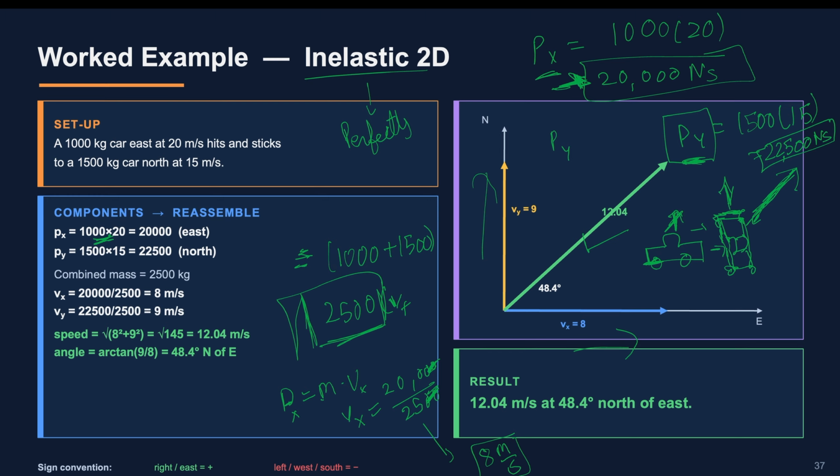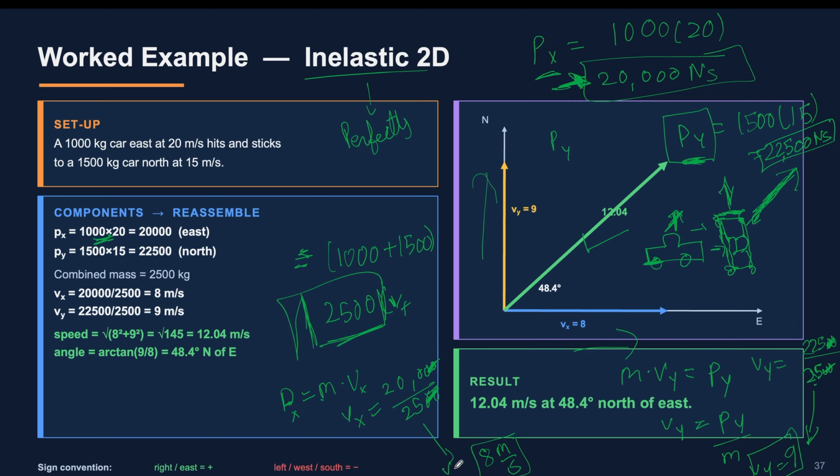We need to look at velocity y as well, right? So velocity y here, similar, right? Mass times velocity y is equal to momentum in the y direction. So velocity y is equal to momentum y divided by total mass. What do we know that to be? That's 22,500, right? So 22,500 divided by total mass, which is 2,500, right? So these two zeros cancel out. 225 divided by 25. We know that's going to be 9, right? So our velocity y is 9.